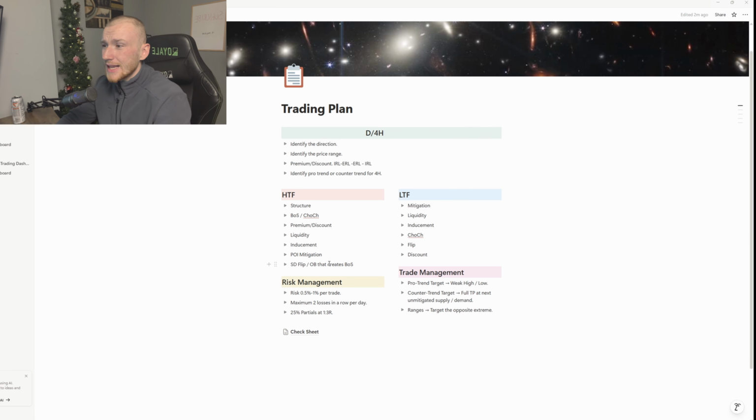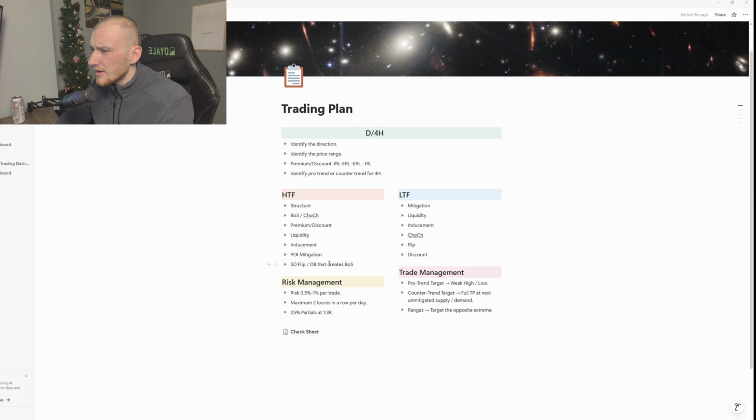Lower time frame, mitigation, liquidity, inducement, CHoCH, flip, discount. So much to try to remember to enter a trade on the lower time frame. It should really just be liquidity sweep, break, enter. How you enter, a limit order or a market. It shouldn't be 10 different things that you need to take into consideration before you actually enter a trade. That's when you just overanalyze trades.